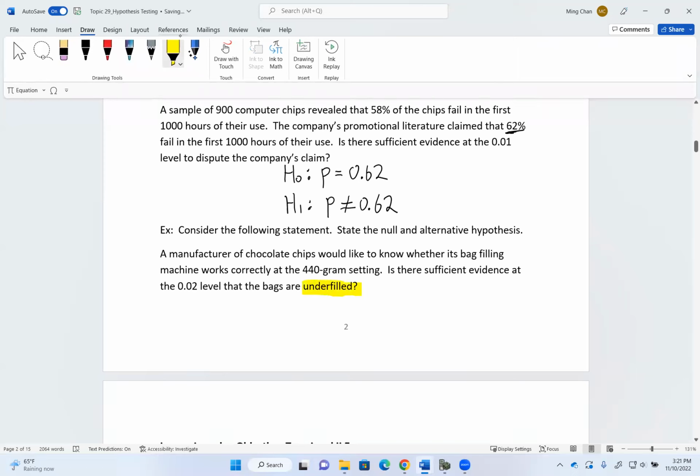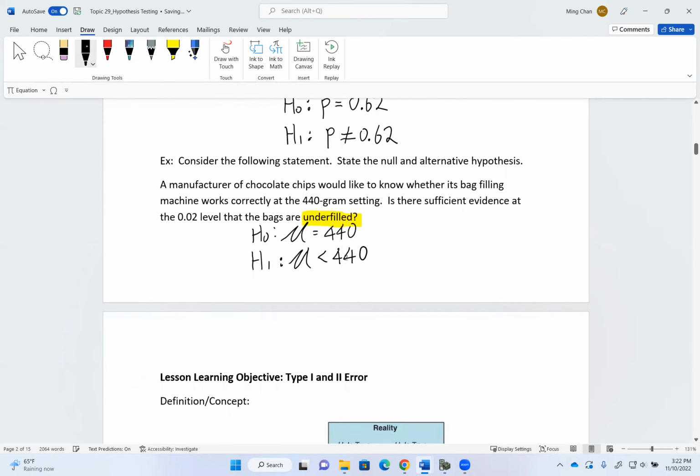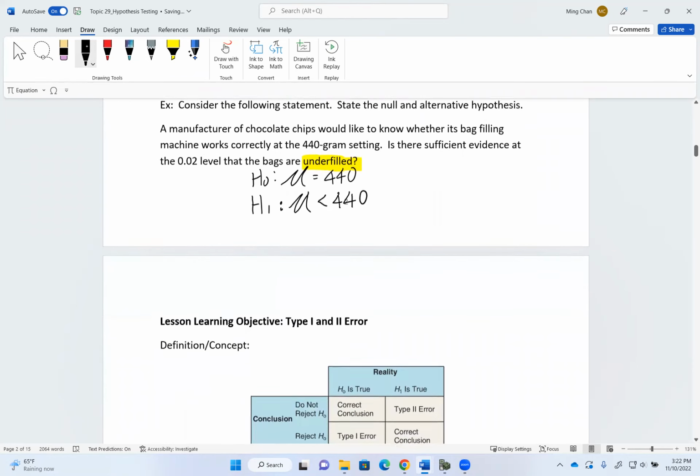Okay, so this word underfilled will be less than. So the null hypothesis, this is a mean. The 440 gram is the mean, so they are claiming the bagging is at 440 gram. But what we are saying in the alternative is, is there sufficient evidence to show that the bags are underfilled? So we are saying the mean is less than 440. Okay, so that's how we state the null and alternative hypothesis.